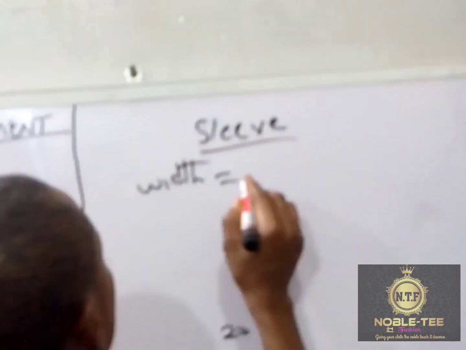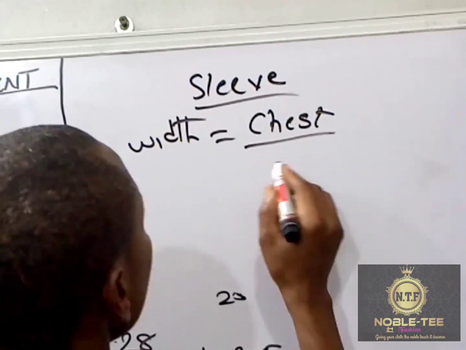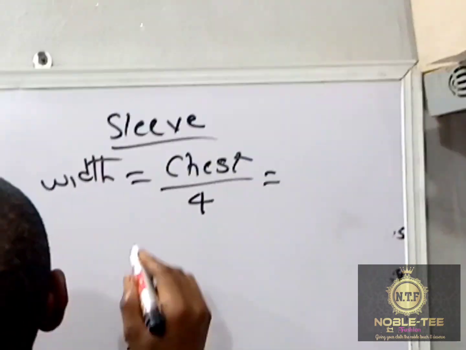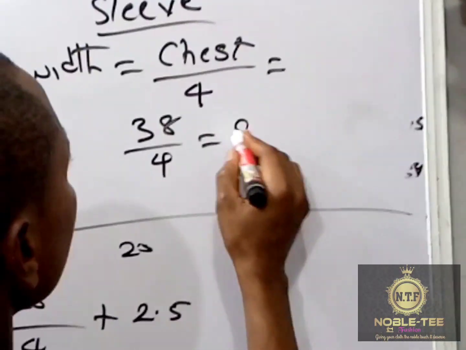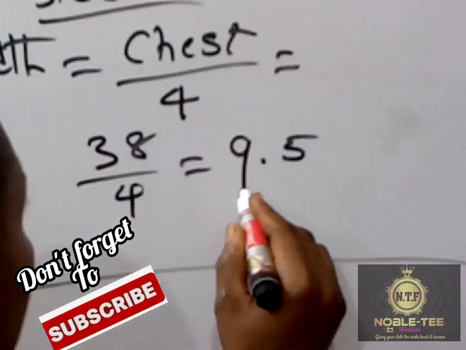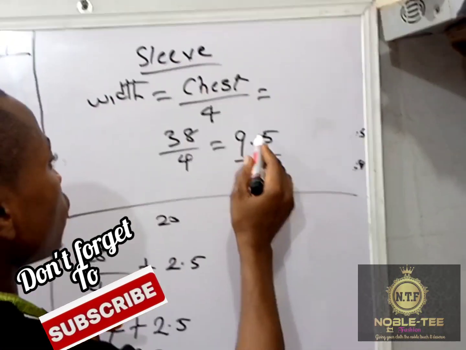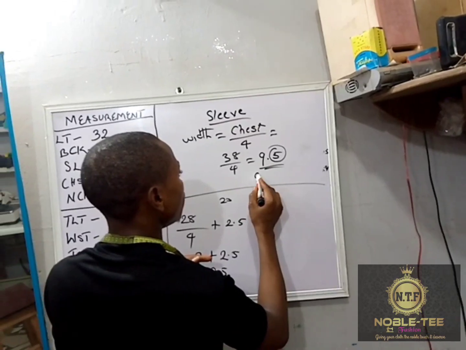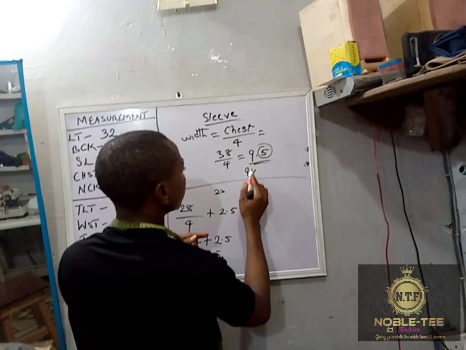That's chest divided by 4. And chest is a 38 divided by 4. So that's what? 9.5. But for me, I want to remove this half. So I'm left with 9. So this depends on whoever you are making the clothes for.